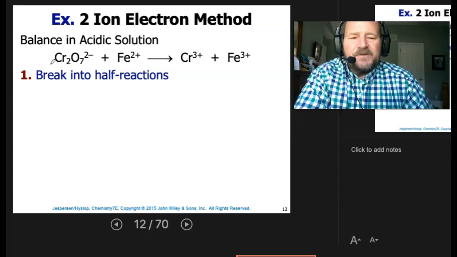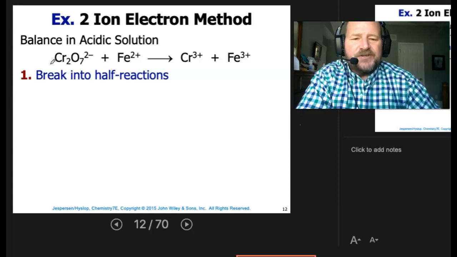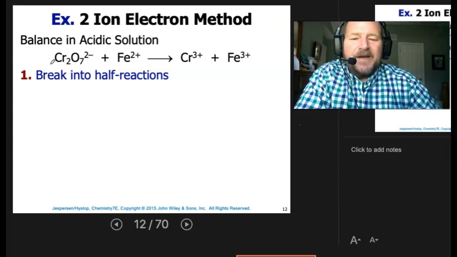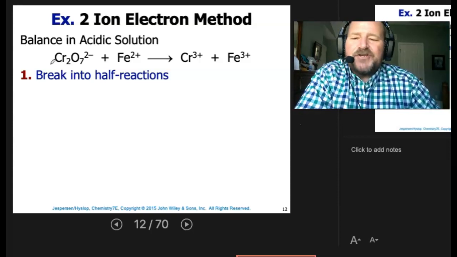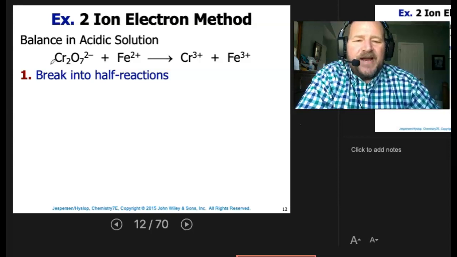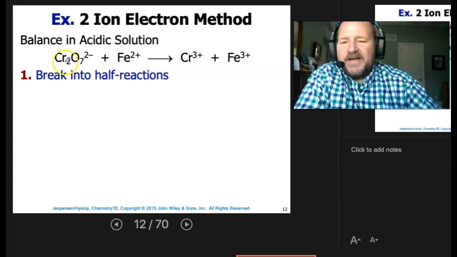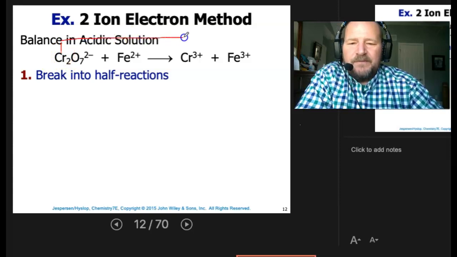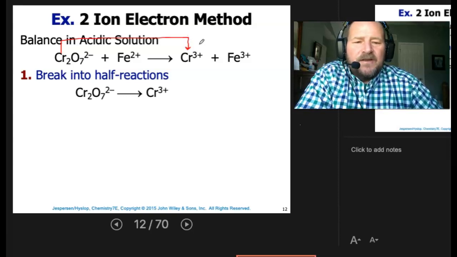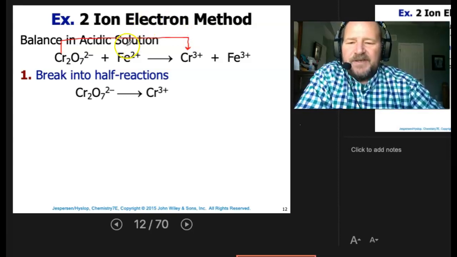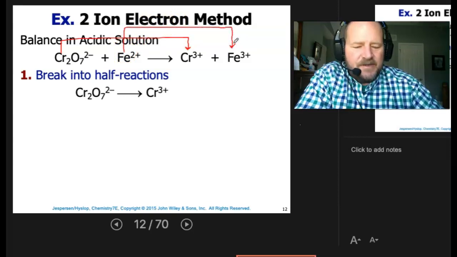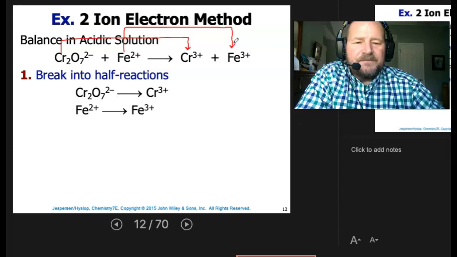All right, so the first thing we're supposed to do after we have our skeleton equation, and typically on an exam I'm going to give you that skeleton equation, is break it into the two half reactions. The first half reaction is the dichromate going to chromium 3+. The second half reaction is simply Fe2+ going to Fe3+. So there's my two halves.